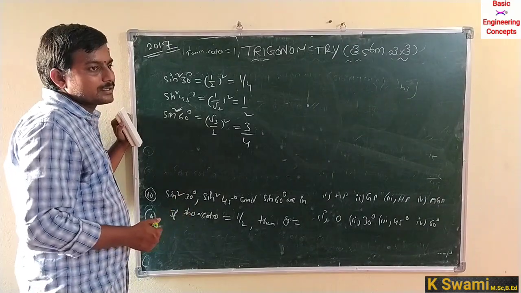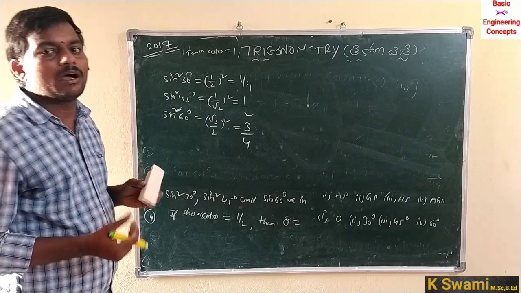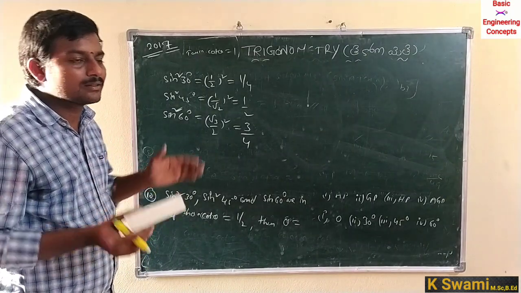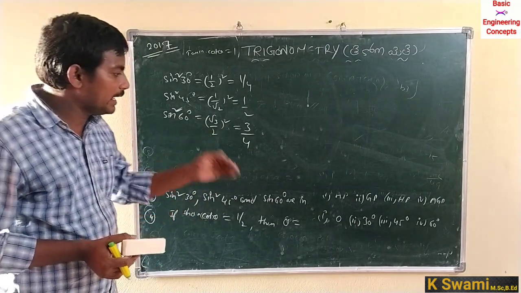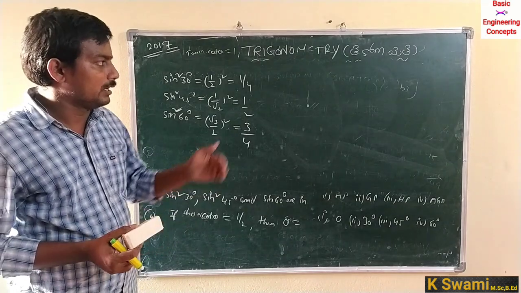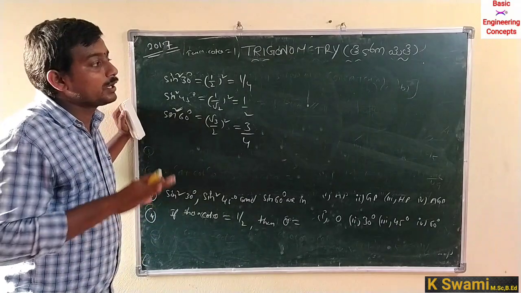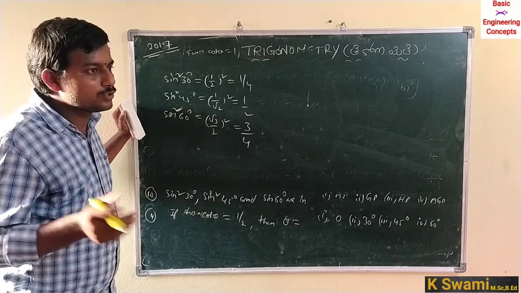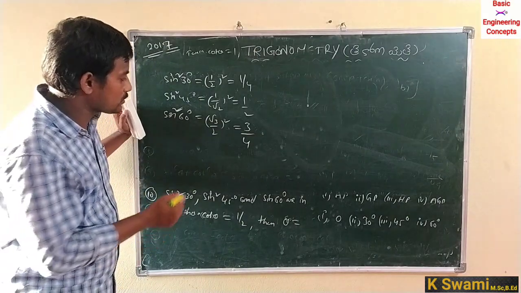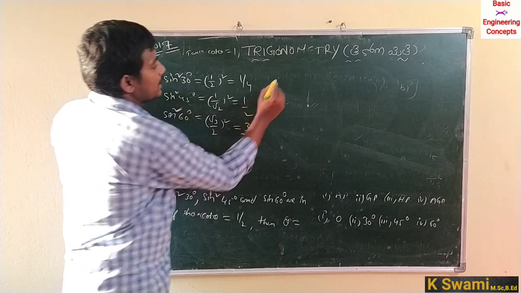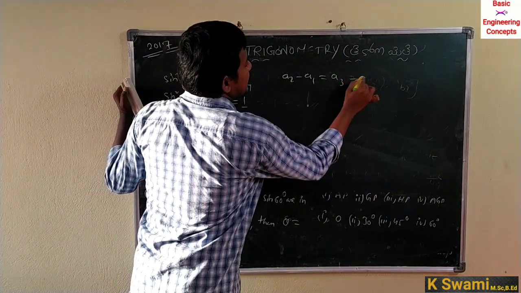So AP means the difference a2 minus a1 is equal to d, and a3 minus a2 is equal to d. The difference is common between any two consecutive elements. A GP means the multiplication, the common ratio, between two consecutive elements, that is a2 by a1 is equal to a3 by a2. So check first for AP, which means a2 minus a1 is equal to a3 minus a2.